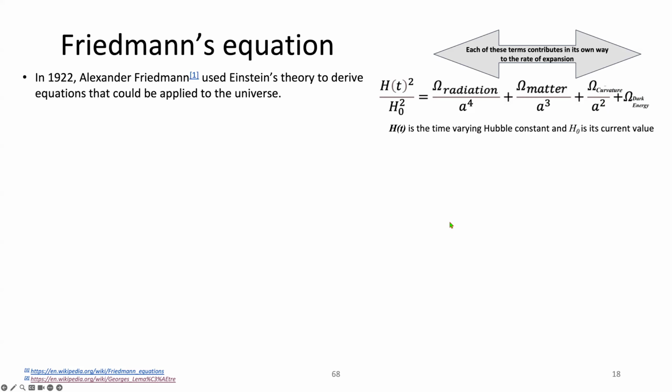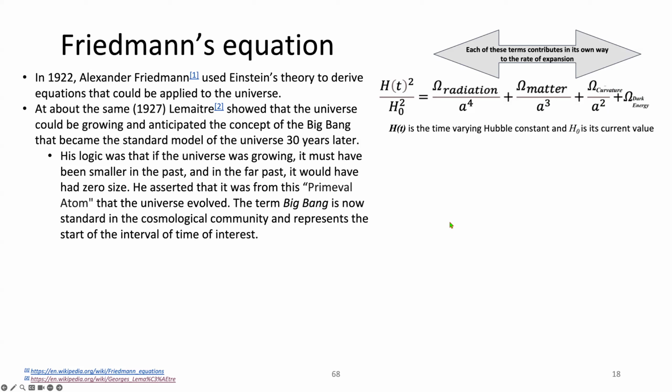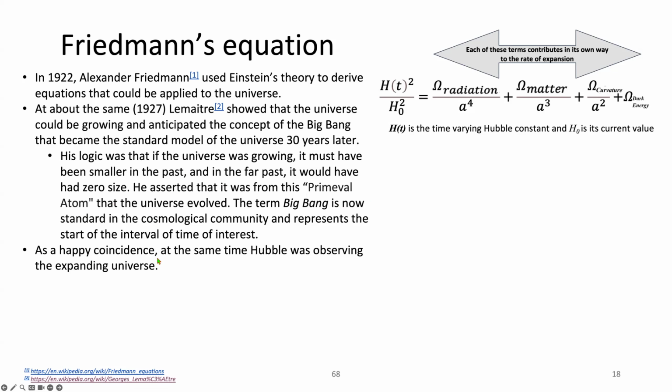So using this equation, you can make predictions such as Friedman and Lemaitre did. And Lemaitre was the one who realized that the current universe, if it was expanding, had to have been smaller in the past. And if you went back far enough, you would discover what he called the primeval atom from which the entire universe emerged. We now call that the Big Bang.